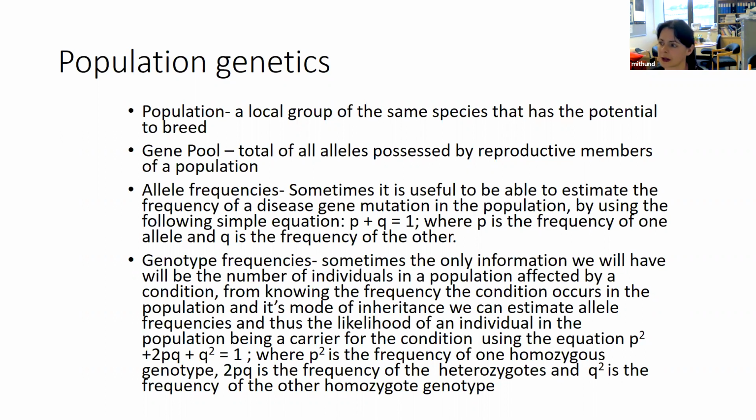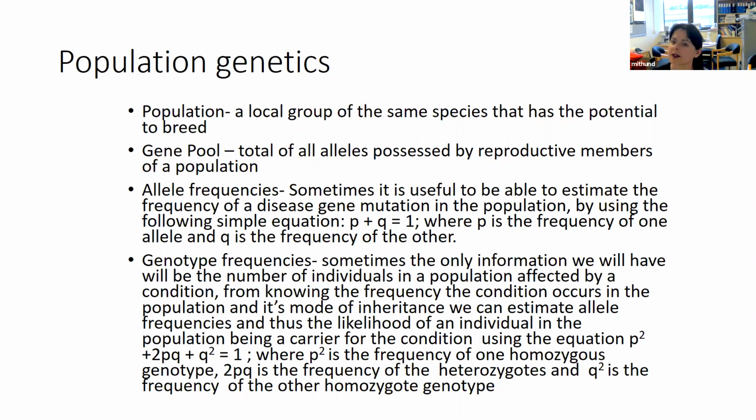A genotype frequency is then really the 3 genotypes that you have. If you have 2 alleles, like a dominant and a recessive allele, you're going to have 3 genotypes: the homozygote dominant, the homozygote recessive, and the heterozygote. So because we have 2 alleles and 3 genotypes, we can use this maths to work out the relative genotype contributions of a particular condition in a given population.